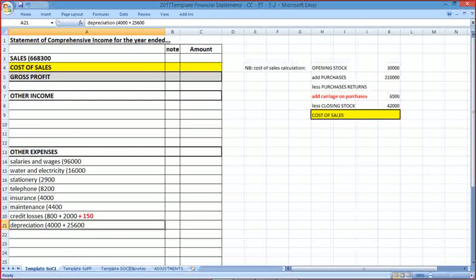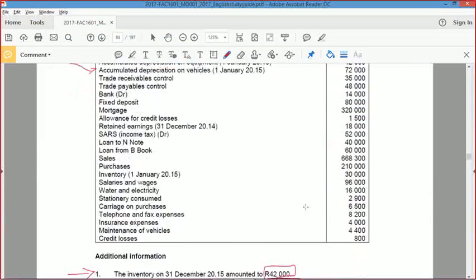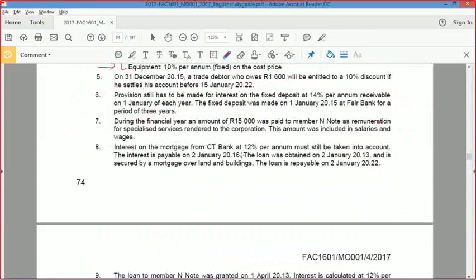Yep. Next. Next one is number 5. It says on the 31st of December, so that's the end of the year, a trade debtor who owes 1,600 will be entitled to 10% discount if he settles his account before the 15th of January 2022. So he's got like 7 years to settle his account. The bookkeeper recorded the sale transaction correctly, but forgot to account for the allowance for settlement discount granted.